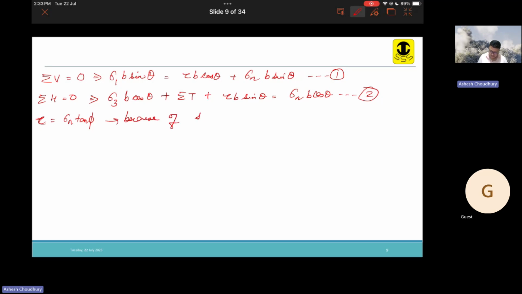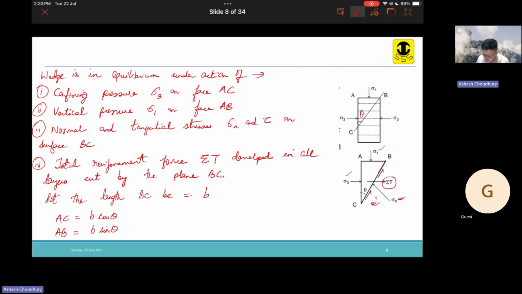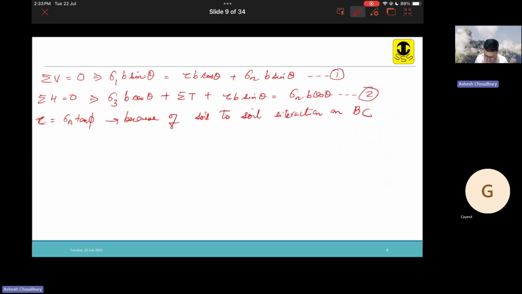Because of soil to soil interaction on BC, right, tau is sigma tan phi, because here in this part there is soil to soil interaction, right? There is no interaction between the reinforcement and the soil. Else we would have used delta.